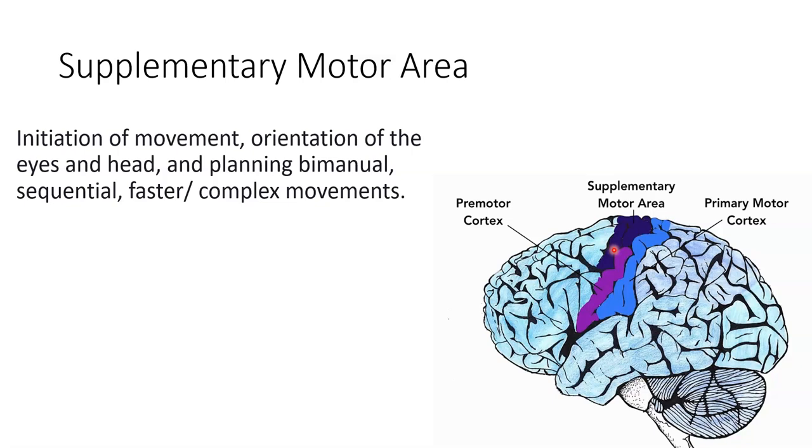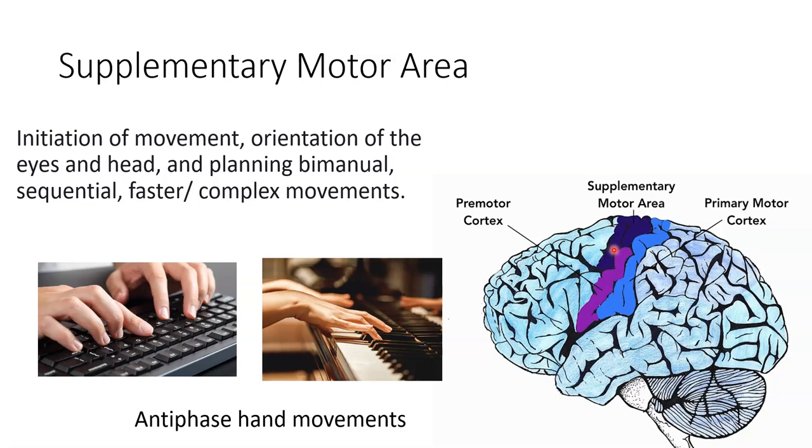Planning bimanual, sequential, or faster complex movements is also a function of the supplementary motor area. So this may involve typing or playing a piano, because these are anti-phase hand movements, meaning that if you flex one finger, you're extending the others. So it requires a lot of sequence and fast complex movements, and the supplementary motor area helps with these movements. Again, if you have a patient with stroke, TBI, multiple sclerosis, or even pediatric conditions who have impaction in this area, they will have difficulty with these faster complex movements.